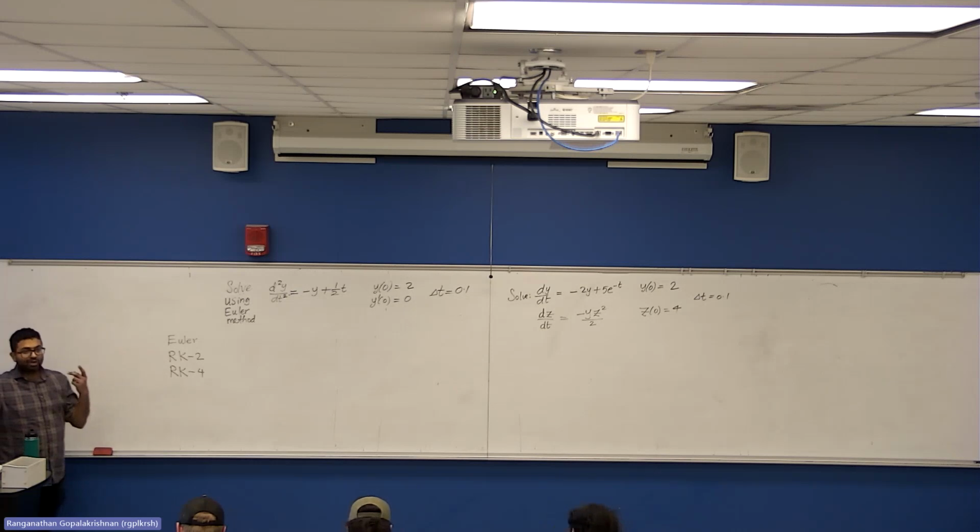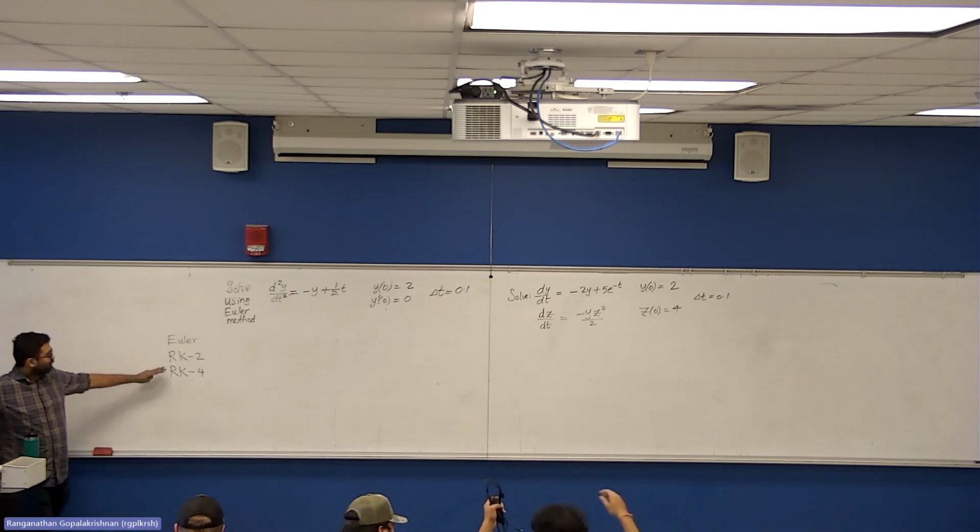RK2 involves evaluating the function twice. RK4 will involve evaluating the function 4 times. It's not super different from RK2 itself. So I'm planning to discuss that on Tuesday.